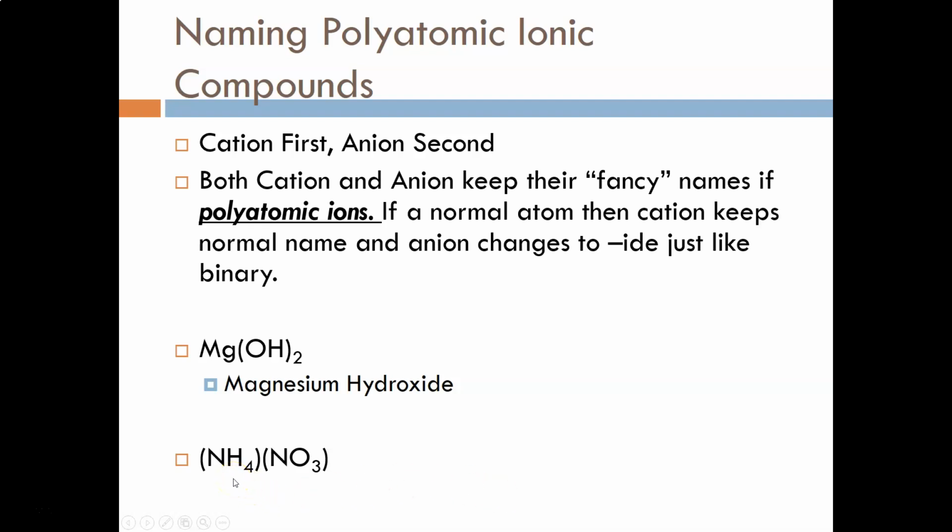This one down here is a polyatomic ion from your ion sheet with a fancy name. And this is a polyatomic ion from your ion sheet with a fancy name. This is ammonium, and this one is called nitrate. So they leave their fancy names alone, and we just call it ammonium nitrate. It's easy because you leave it alone. It's hard because if you don't memorize those names, you won't know what to call it.